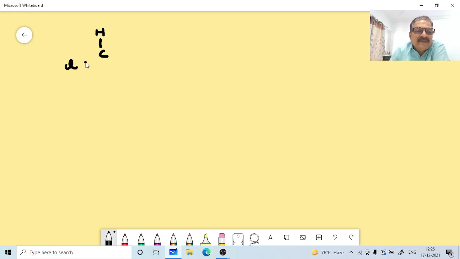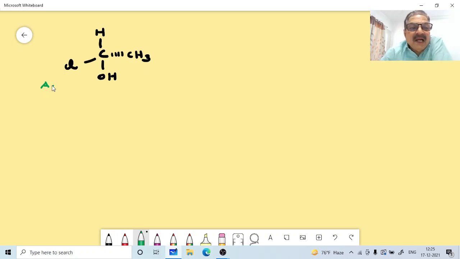Chlorine. Then we have OH. Then we have one methyl group behind. Correct? It's an isomer 1 or isomer A, whatever you call it. This is isomer A. So here hydrogen has the lowest priority and oxygen has the highest priority. So 1, 2, 3, and this is 4.